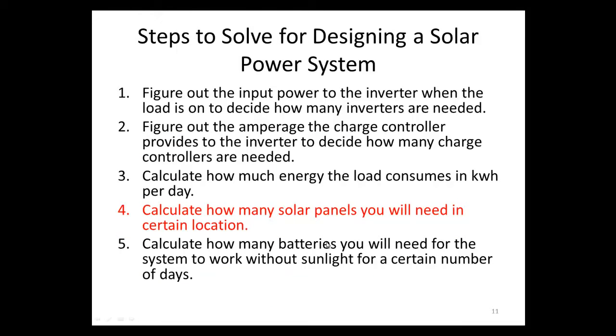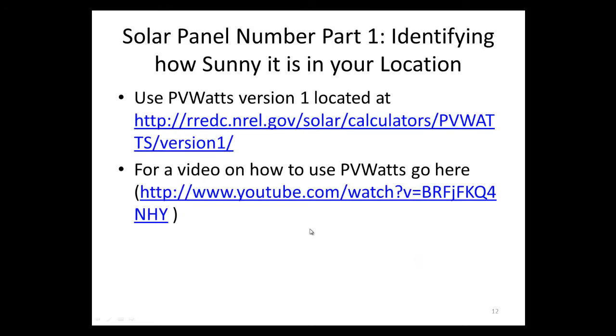So step 4 is to calculate how many solar panels you'll need in a certain location. Okay? Sunlight varies over certain locations, so you're going to need to figure out how sunny it is in your actual location. What's nice is that the National Renewable Energy Lab has a program called PV Watts, which is very easy to use and is a simulation to figure out how sunny your area is. I've also made another instructional video on how to use PV Watts. We're not going to go over that right now. What we're going to go over is how you use the results from PV Watts.